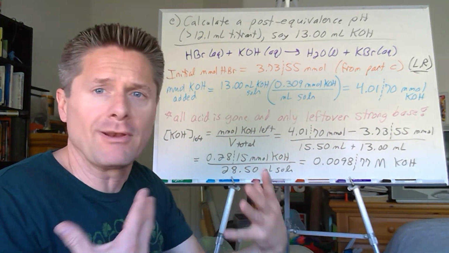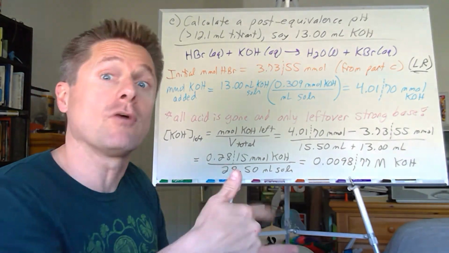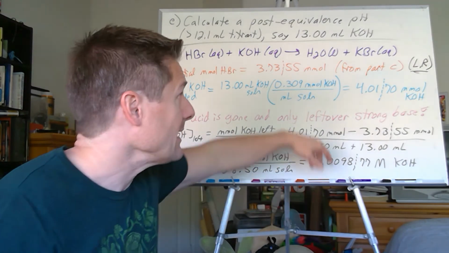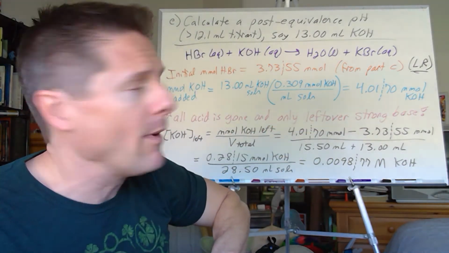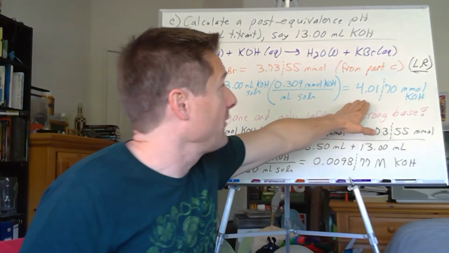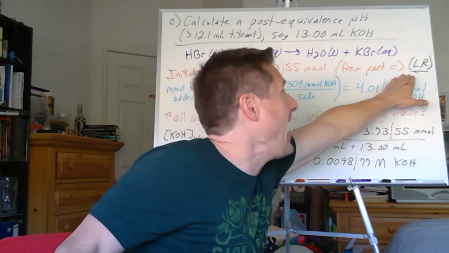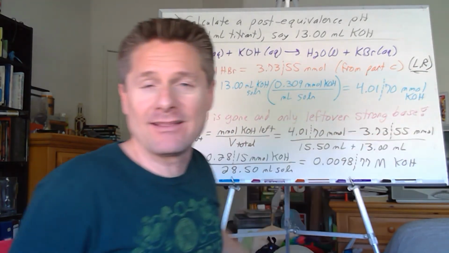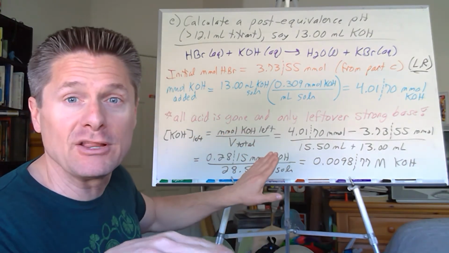Pre-equivalence and post-equivalence are identical. It's just flipped. In the pre-equivalence, you have leftover acid. Post-equivalence, you have leftover base. So I get 4.0170 millimoles of KOH added, good to 3 significant digits. Do you see that there's more base than there is acid? So the acid is the limiting reactant. That's why I put the LR there. We're going to run out of acid. That acid is gone. We've completely neutralized it.